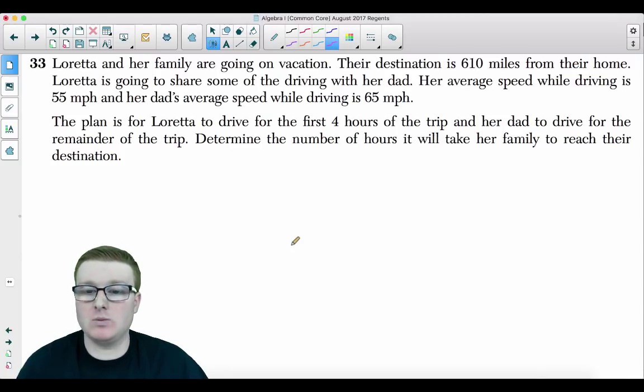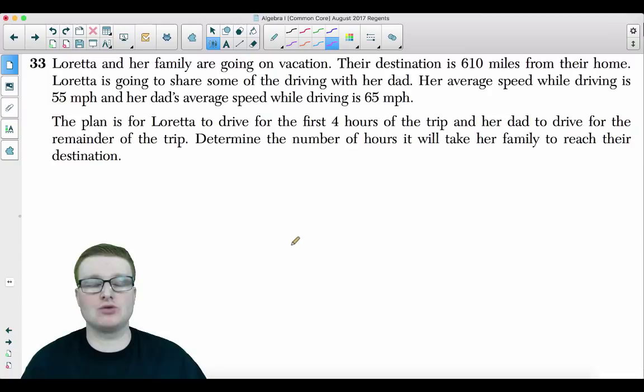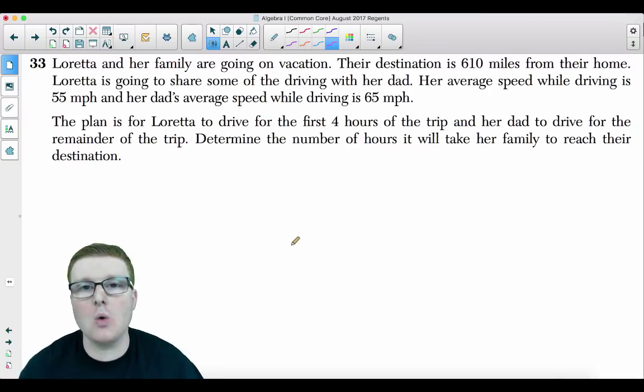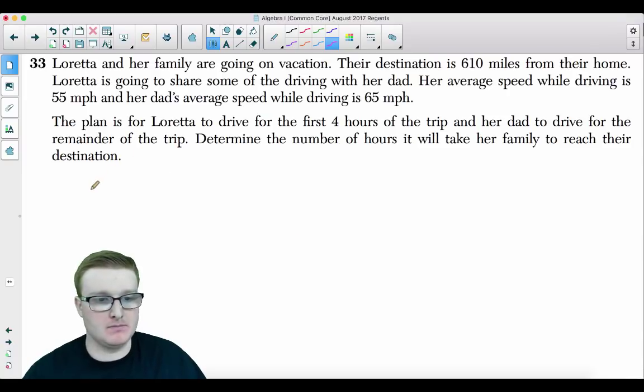Her average speed while driving is 55 miles per hour, and her dad's average speed is 65 miles an hour, just naturally because men drive faster. Yeah, that's true. The plan is for Loretta to drive for the first 4 hours of the trip, and her dad drive for the remainder of the trip. Determine the number of hours it will take for her family to reach their destination. So, here we go. This is the best way to do this question.